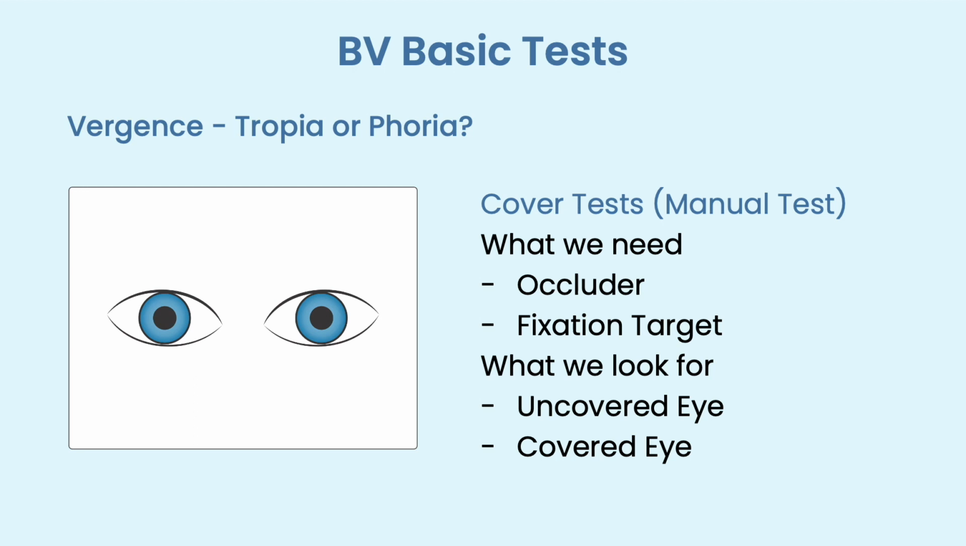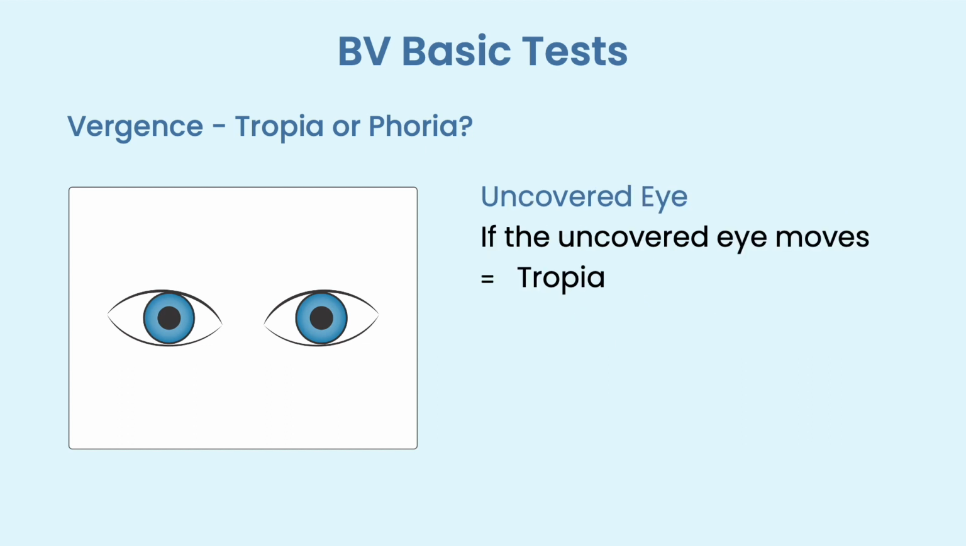The cover test is a manual test, and to perform it we need an occluder and a fixation target. This could be anything interesting for the patient to look at, at 40 centimeters. The patient is going to look at the fixation target whilst we cover one eye at a time, while we look for any eye deviation or eye movement in both the eye that is not covered as well as the covered eye when we uncover it. If we cover an eye and the uncovered eye moves, we have a tropia.